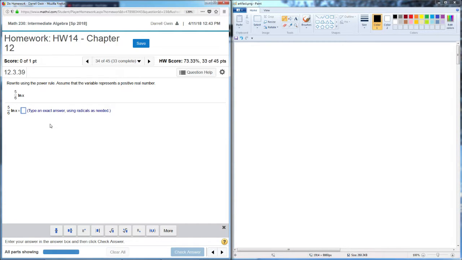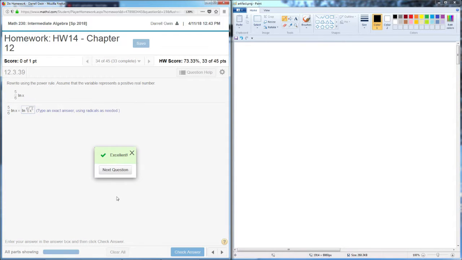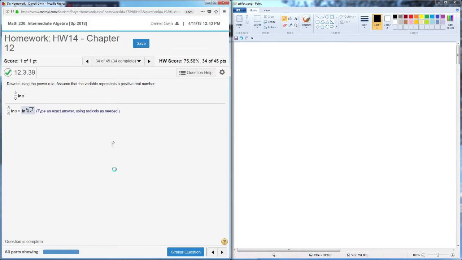Oh, this is a weird power. Okay, so it says use radicals. Alright, so this is normally x to the power of 5/6, but we're not allowed to have a fraction. So it's going to be the 6th root. Let me find the 6th root button right here. We type in the 6th root of x to the power of 5. The 6th root of x to the power of 5 is the same thing as x to the power of 5 over 6. That's going to be a tough question to remember or get right.